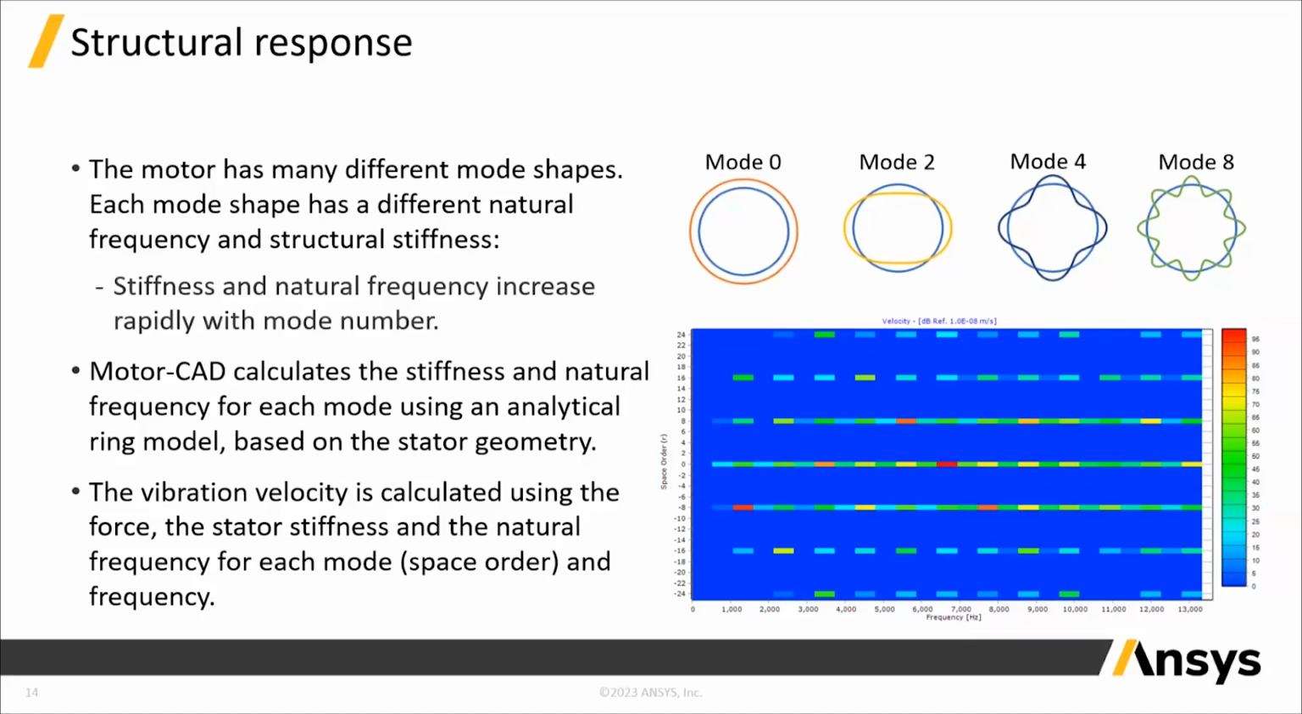MotorCAD calculates the stiffness and natural frequency of each mode using an analytical ring model based on the stator and housing geometry. This is very fast and requires minimal additional information beyond the basic motor design parameters. So from this, the vibration velocity is calculated using the force, the stator stiffness, the excitation frequency, and the natural frequency. So this allows us to split the force up into its different components to understand the structural response to all these different components and giving us the vibration velocity.